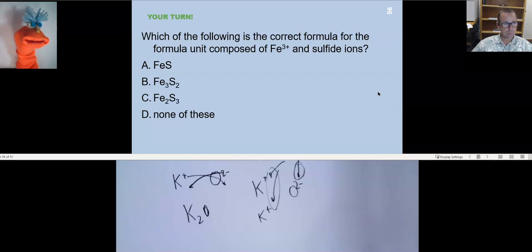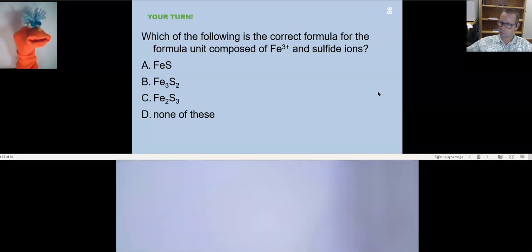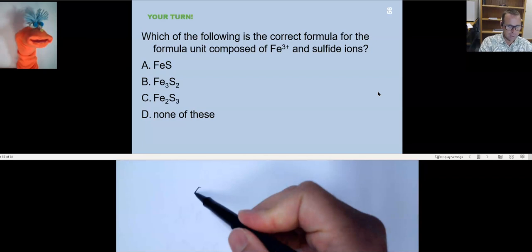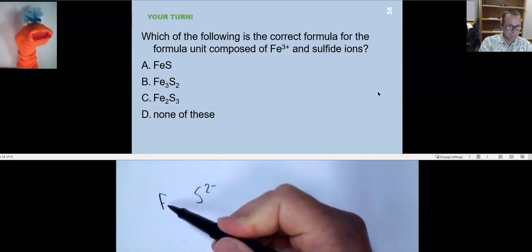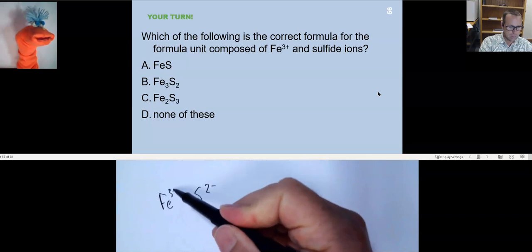Push pause if you haven't had a chance to do that yet. Okay, what do you think, Fred? If it's sulfide ion, that's -2, right? Good. The sulfide ion is a 2 minus ion, and the iron is a what? It says +3. Okay, iron is +3.